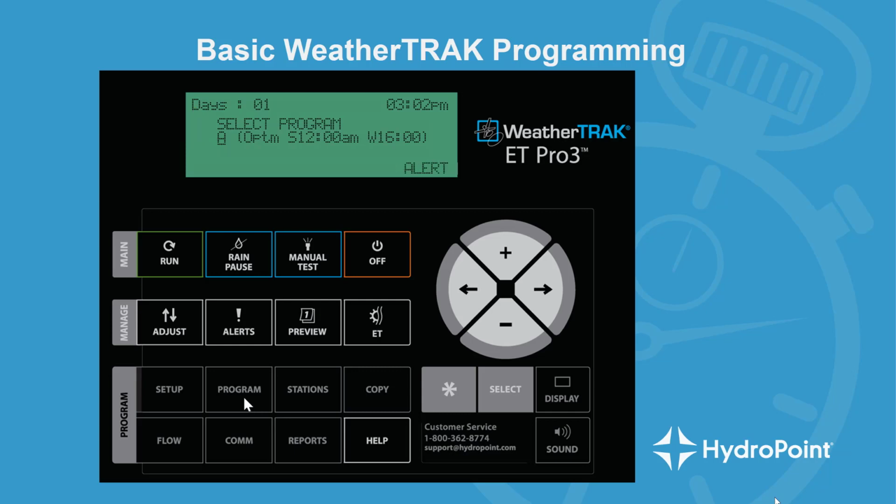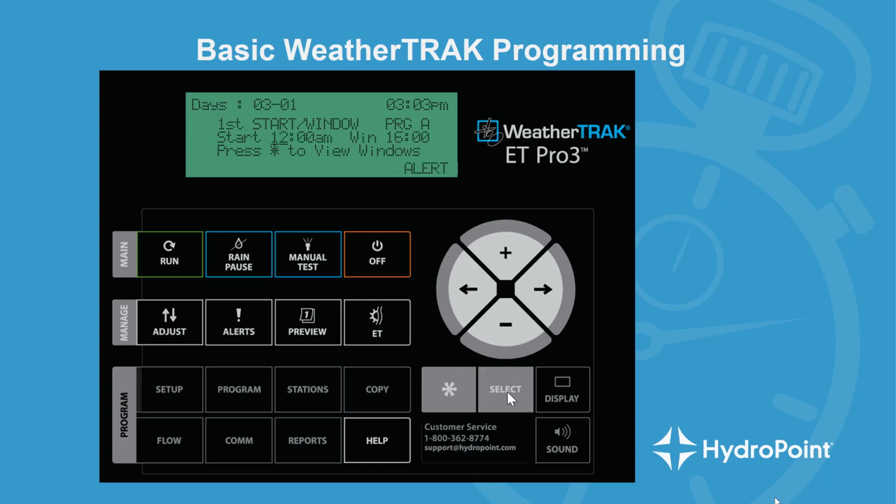So we select program A, we've got the right answer, so we move to the next question by hitting the forward arrow button until we get to the screen that says set starts and windows. And this is where we want to set up our start times. And it asks us to hit the select button, which is right here on the keypad.